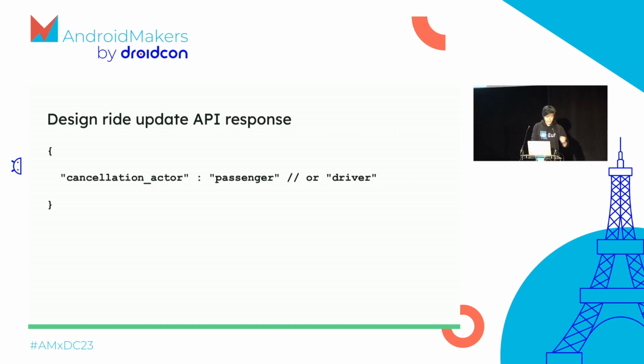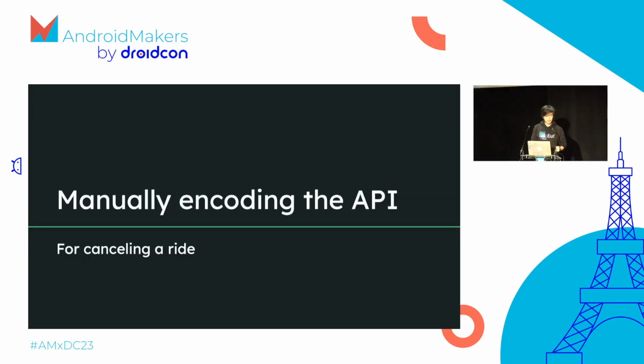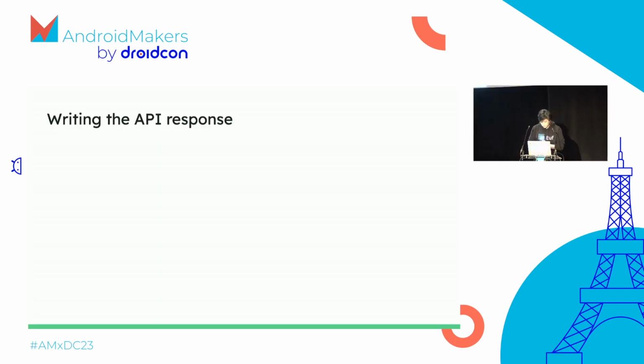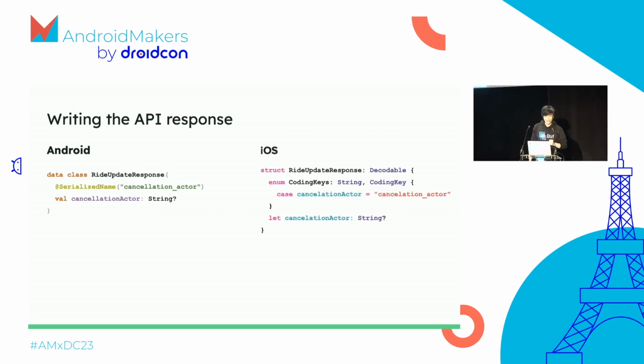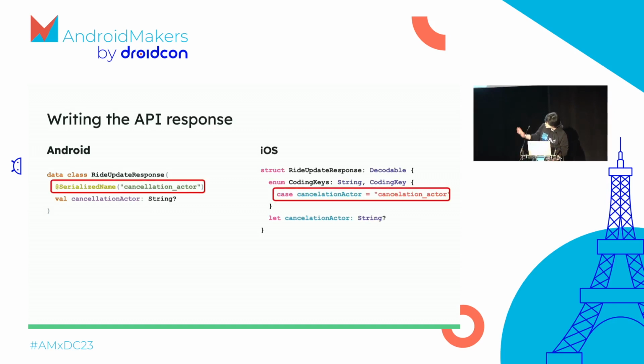So with that, we're going to encode the API. I'm an Android engineer. We use Kotlin, so we're going to do that straight up. Data class, let's go. Then the iOS engineer comes along, does their own thing. And you can tell there's a bit of a mistake here, right? The cancellation has two L's in one side and one L in the other.